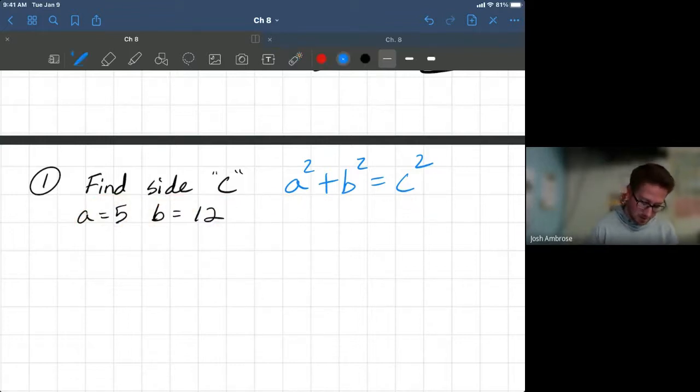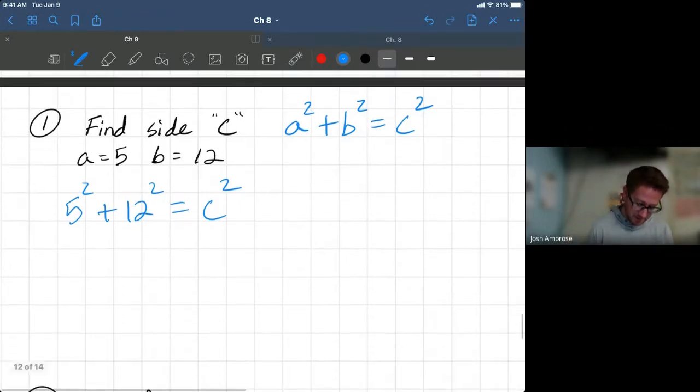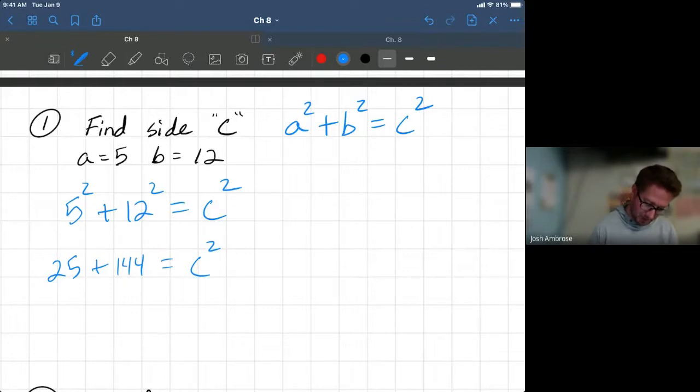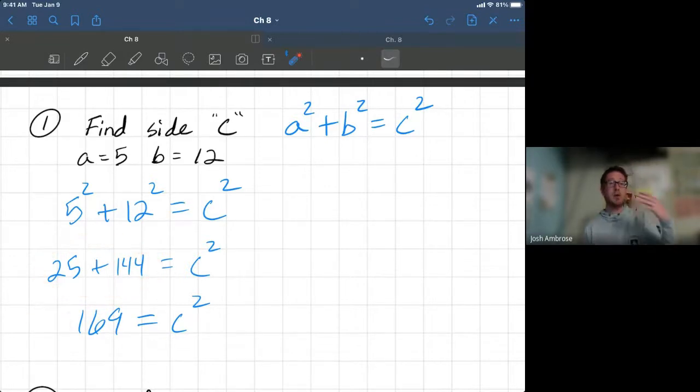All right? Now, let's do that. So we have 5 squared plus 12 squared equals c squared. Notice you have to still have those squareds there. They don't just magically disappear, okay? Now, let's simplify this. What is 5 squared? 25. What is 12 squared? That is 144. And then that is still equal to c squared. All right, simplify it one step further here. 169 equals c squared. So 25 plus 144 is 169.